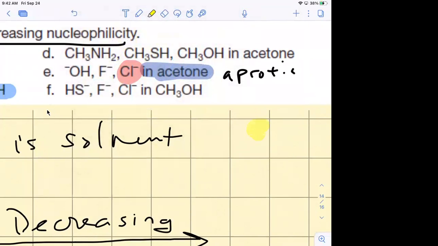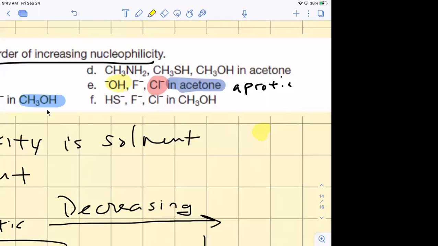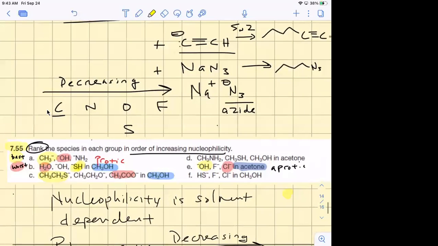And then between oxygen and fluorine, oxygen is better because it's to the left of fluorine. Because it's decreasing from left to right, and it's decreasing also from top to bottom. All right, is that making sense? Yes. All right.